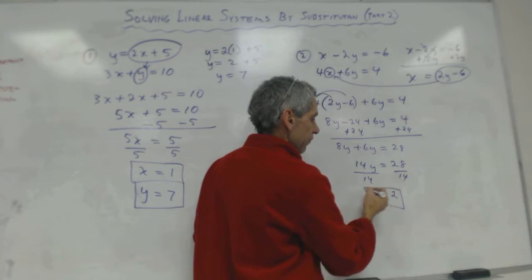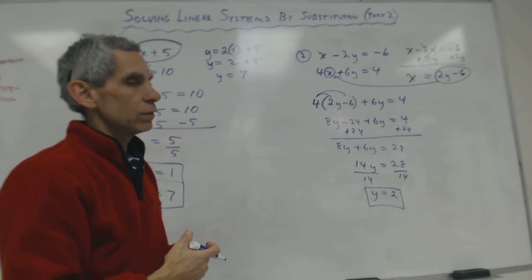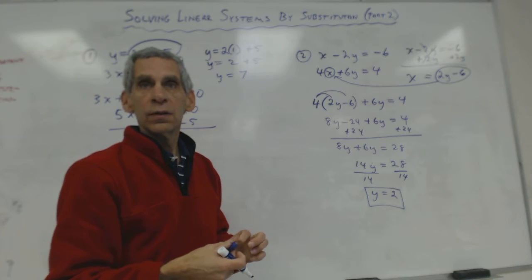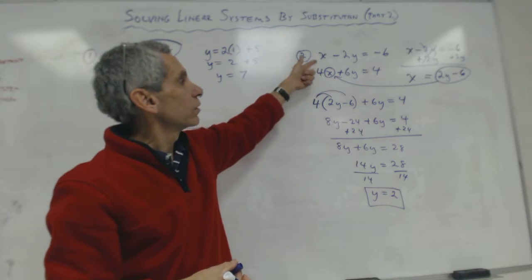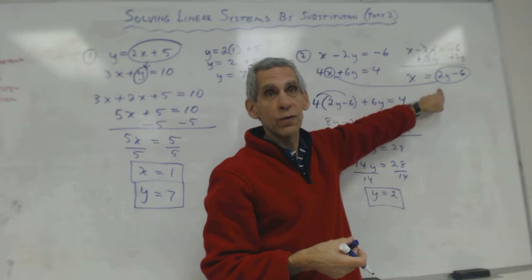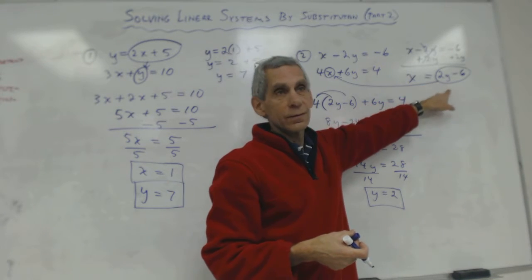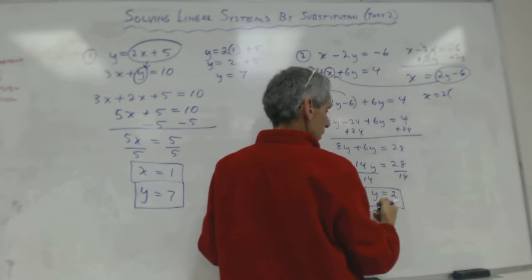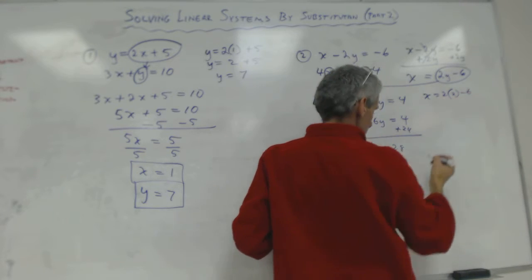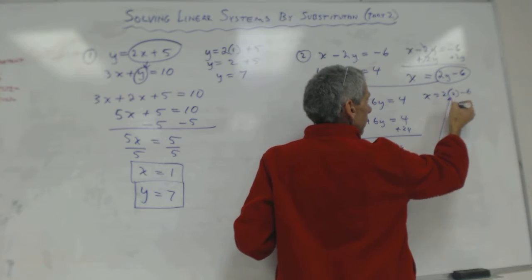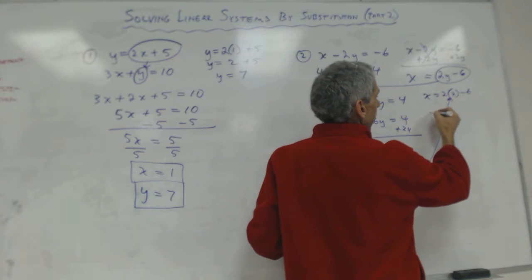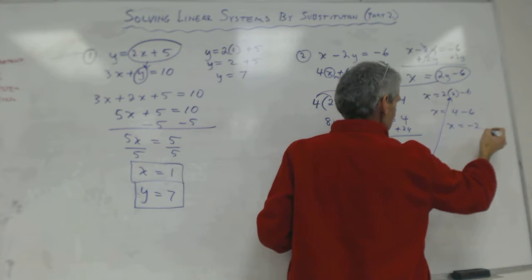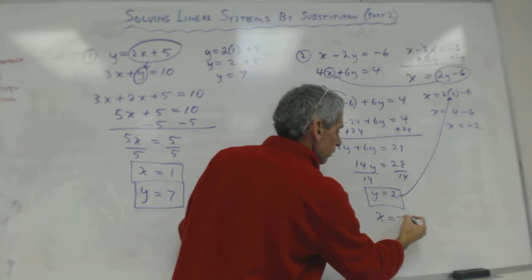All right, so we've got half of our thing done. So now what do I do? I've got to find x. So what would I use? I could go to one of the originals, as long as I'm pretty sure that I did this right. You do x equals 2 parentheses 2 minus 6. I'm replacing the y with this 2. So x is equal to 4 minus 6, which is negative 2. So we've got x equals negative 2.